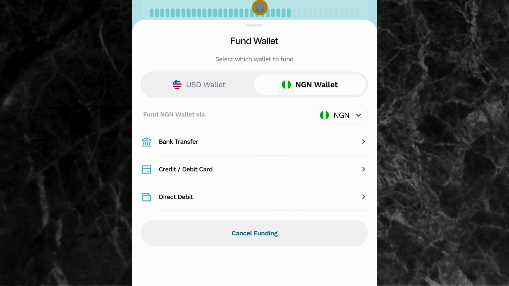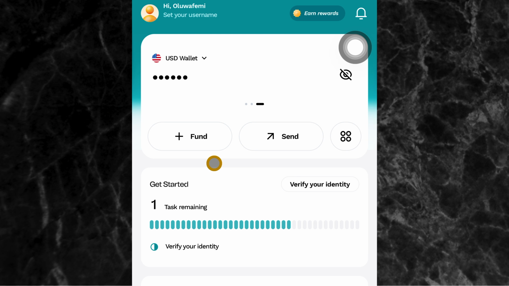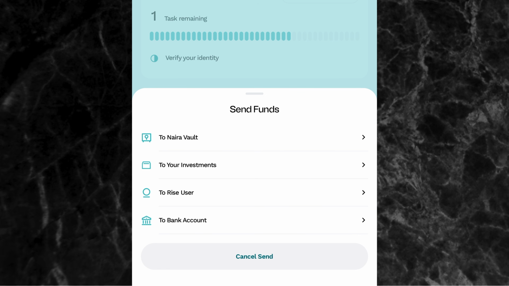I hope you understand. So that's the next thing you need to do once you create an account. So let me go back. Now, the next thing you can do on the app is where you have this send. Now, if you click on send right here, send means that maybe you want to send money into different places. So for example, you can send money into your Naira vault. So your Naira vault is like your bank account on the app.